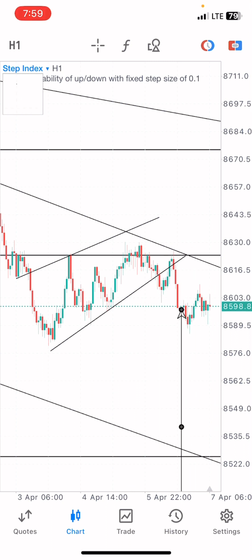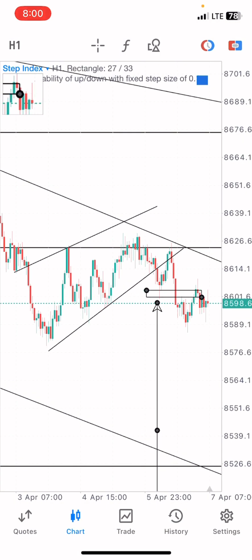What's happening here? You can see that after the market gave us these higher lows and higher highs, it failed to give us a higher low. Instead, the market broke below this low. There was a break of structure at this point.